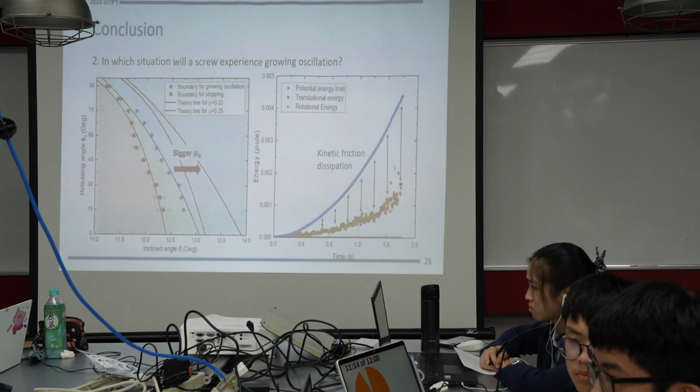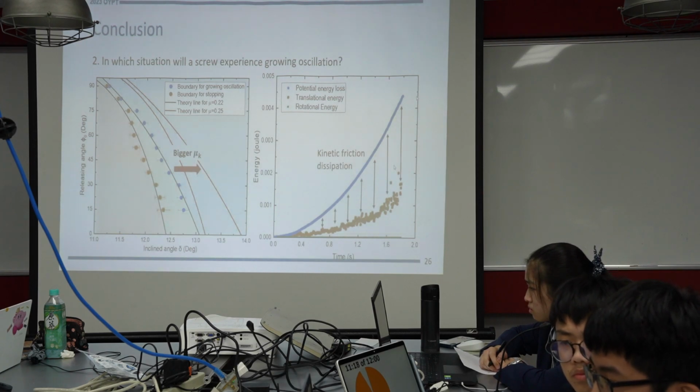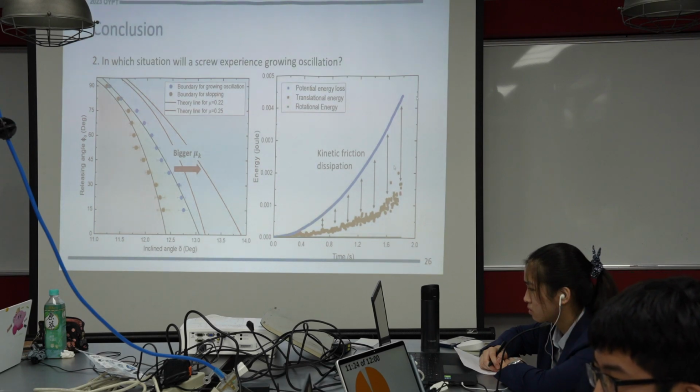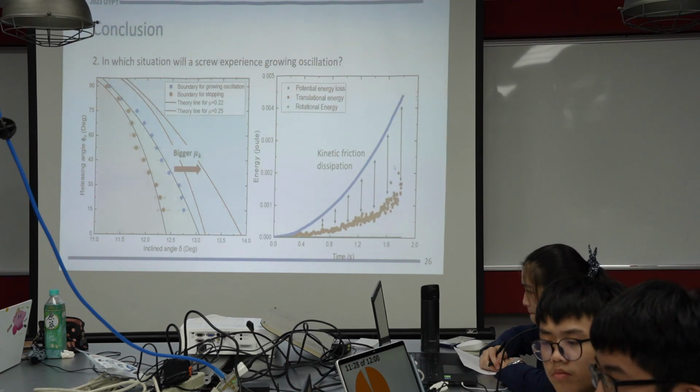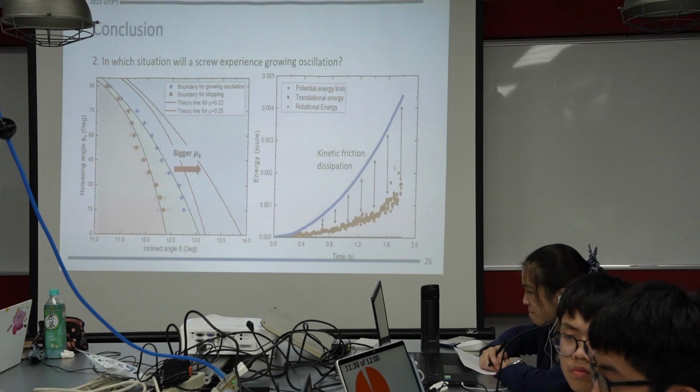Then second, in which situation will a screw experience growing oscillation? We found out that there's a boundary for the screw to experience growing oscillation, in which the inclined angle and the releasing angle need to be big enough. And by increasing the friction coefficient, the boundary also shifts right, which means we need more inclined angle and releasing angle for a screw to experience growing oscillation.